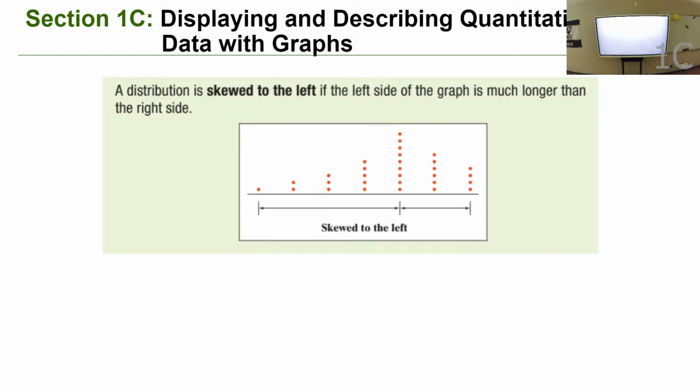Skewed left. Don't miss this one. We always get some kids who do it backwards. Skewed left: the left side of the graph is longer than the right side. That's a picture of skewed left. You're looking at the tail. The tail is left. The main part of it is to the right. The tail is to the left. Every year I get some kids that get this backwards. Skewed to the left. That's the tail. I'm going to make it as easy as possible for you.